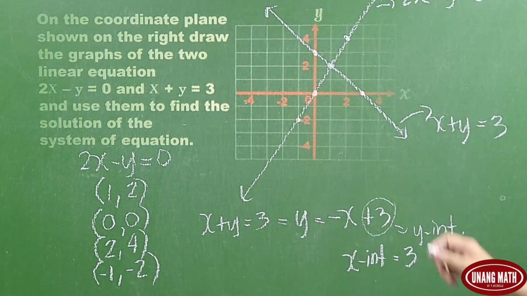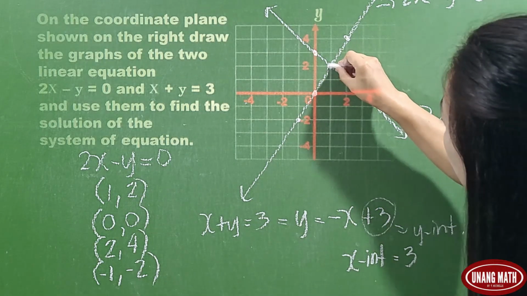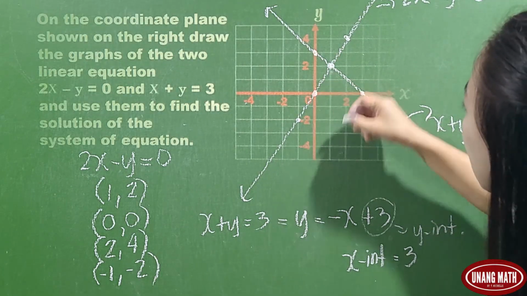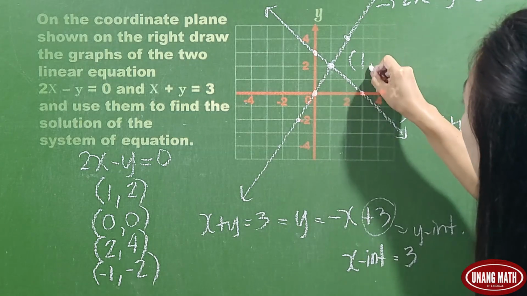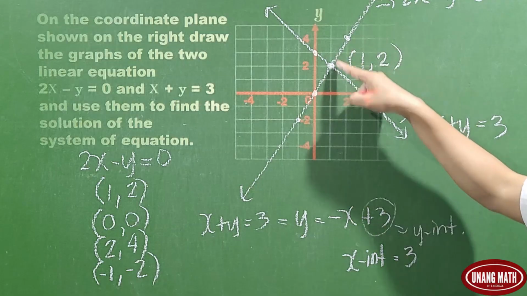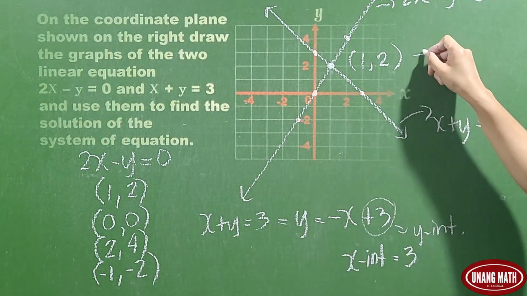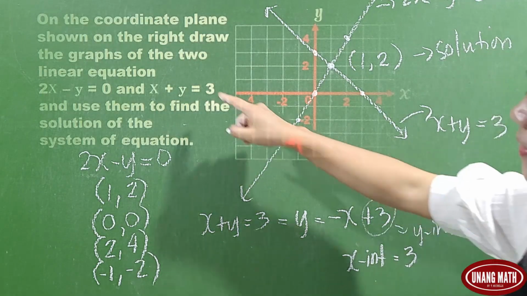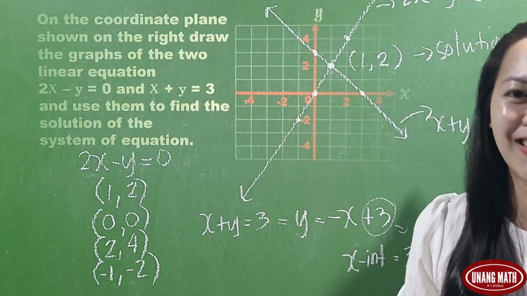Okay, now, these two graphs intersect or meet at this point. This is (1, 2), or the coordinates are (1, 2). So this point is actually the solution to this system of equations.